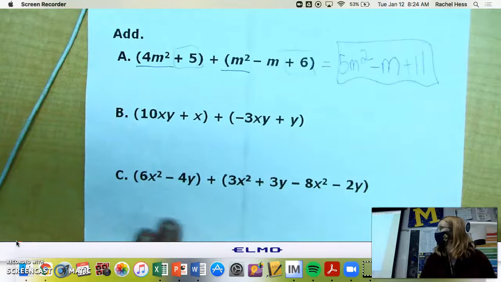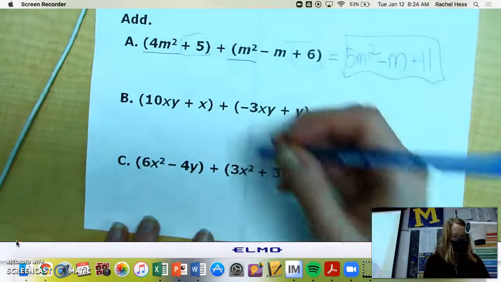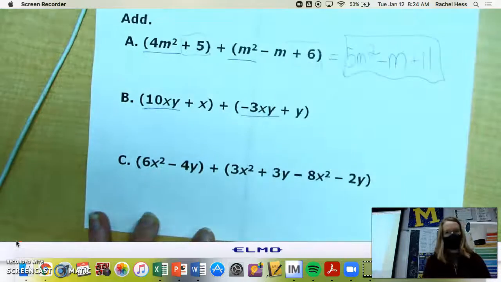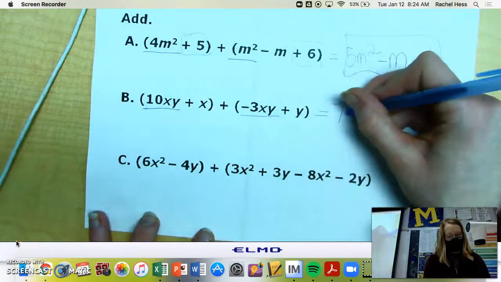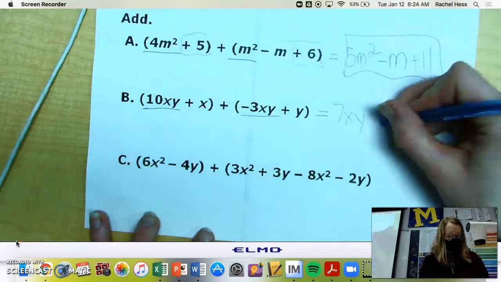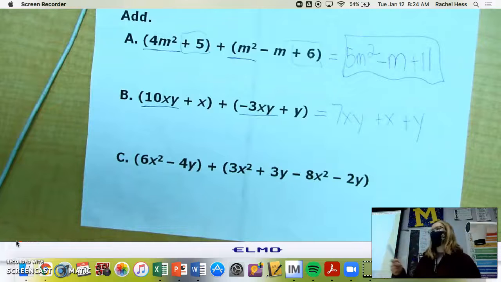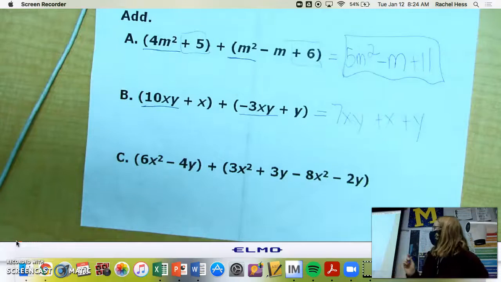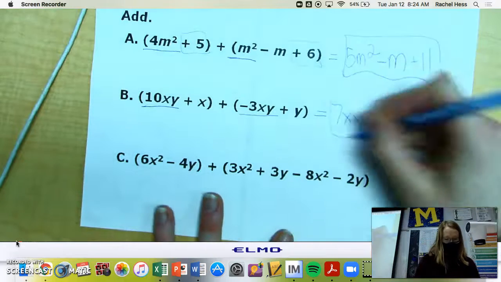This next guy, I see like terms. I see a 10xy and a -3xy. That would give me a 7xy. What comes next? It really doesn't matter what order you put the plus x and the plus y, because they're both degree 1. So you could put the y first if you really wanted to instead of the x. Typically we do alphabetical order once the degree is taken care of, but won't be picky about that.